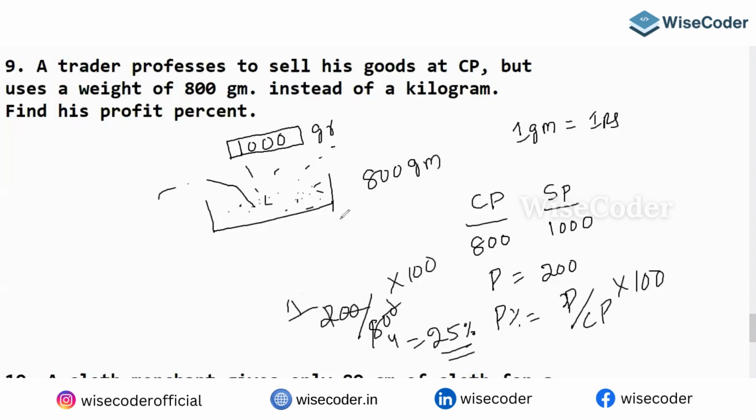How 25%? Look here. That fellow is pouring only 800 grams, so for him the cost price is 800, but you are paying 1,000 rupees to that fellow. So he is getting a profit of 200 rupees. Please understand: the trader sells his goods at cost price. This is the keyword here. No one is going to sell goods at cost price. If they are, they are doing a kind of fraud.